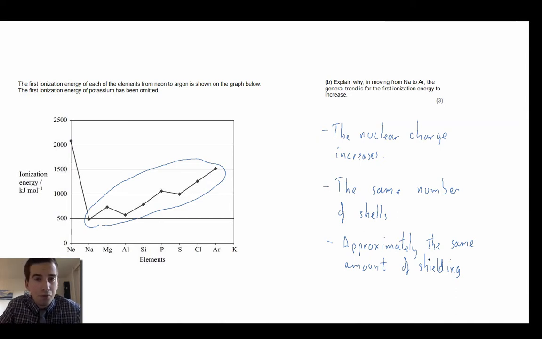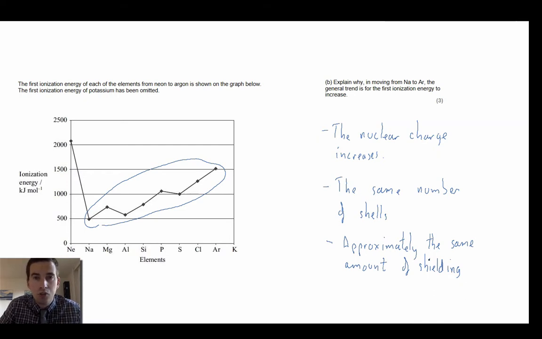So the attractive force increases because of the nuclear charge increasing, but the repulsive force, the one acting in the opposite direction, remains about the same. Hence, overall, that outer electron is more attracted to the nucleus, hence a higher first ionization energy. This would be enough to get you all 3 marks.